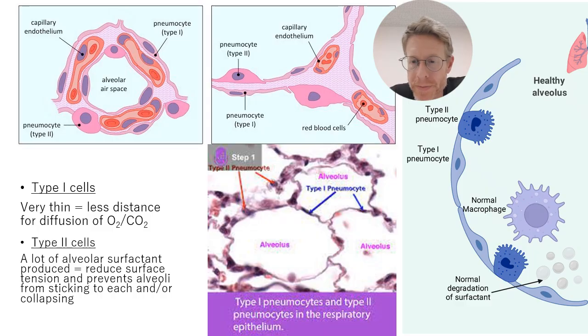Okay, in the diagram on your right, you can see a more clear drawing of that. And you can see there the type 1 very flat, and a type 2 releasing surfactant that prevents the alveoli from collapsing. There are also macrophages in your alveoli. Those are those immune system cells that do phagocytosis to destroy any invading pathogens that might be in the air you breathe in.